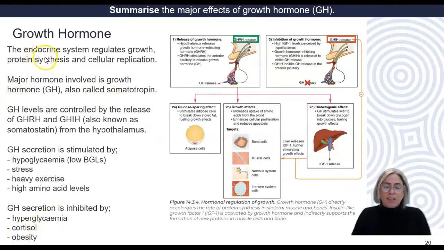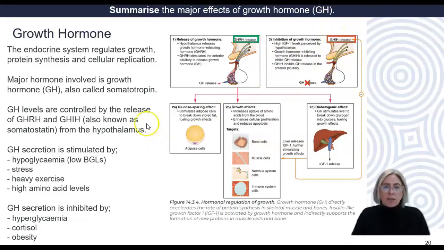So the endocrine system does regulate growth, protein synthesis, and replication of cells. And growth hormone, which is also known as somatotropin, is the major hormone that's involved. Growth hormone levels are controlled by the release of growth hormone releasing hormone from the hypothalamus, and also controlled by growth hormone inhibiting hormone release as well from the hypothalamus.